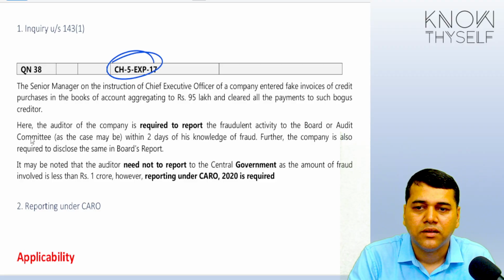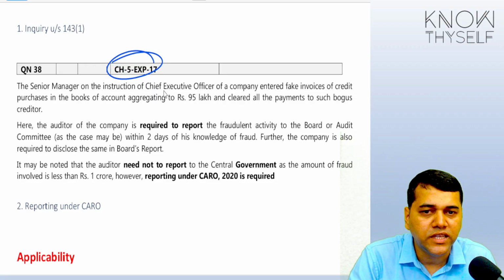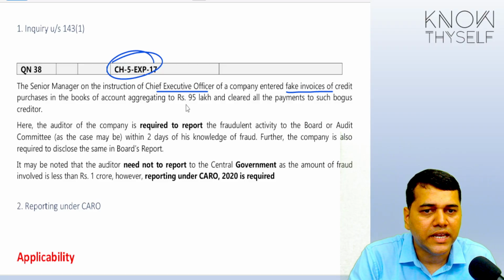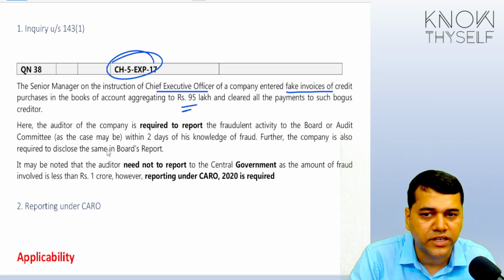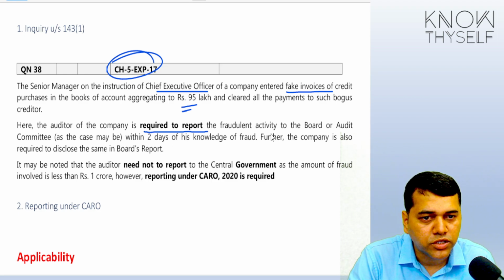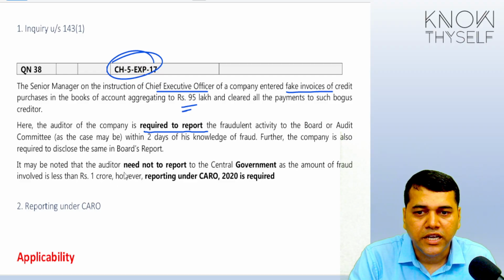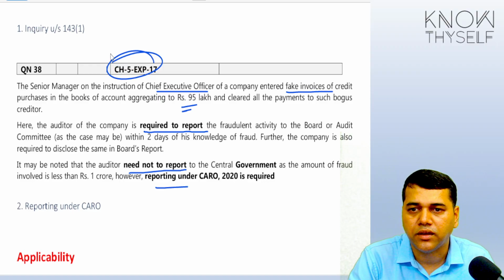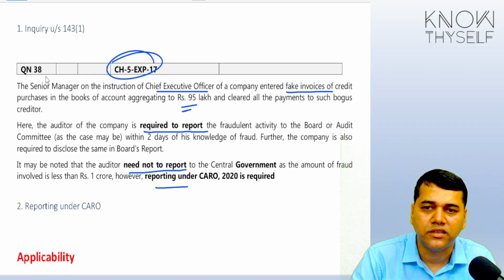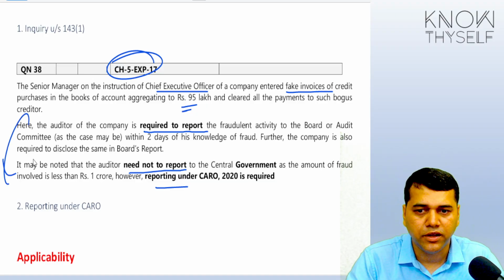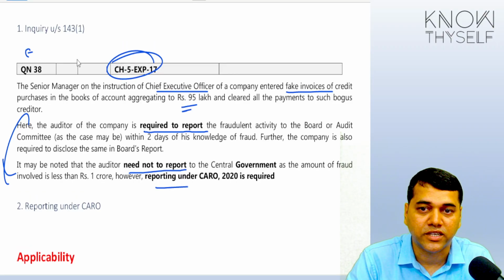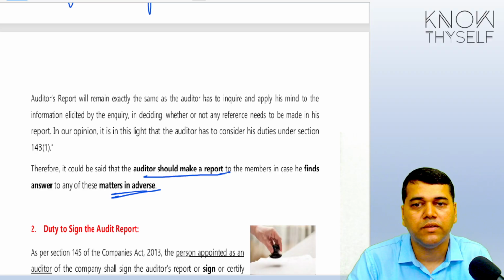Yes, let us see one question here. Okay, it's an example. The senior manager, on the instruction of the CEO, entered a fake invoice of a credit purchase, aggregating 95 lakhs, and cleared the payment of such a bogus creditor. Now, is the auditor required to report the fraudulent activity to the board or the committee? It may be noted that he did not need to report to the central government under CARO. Sorry, I think this example is not related to this. This will be related to fraudulent reporting. Anyhow, we will shift it later. We have to talk about it. It's not inquiry. There is the fraud reporting, section 143, subsection 12. There we will talk about it.